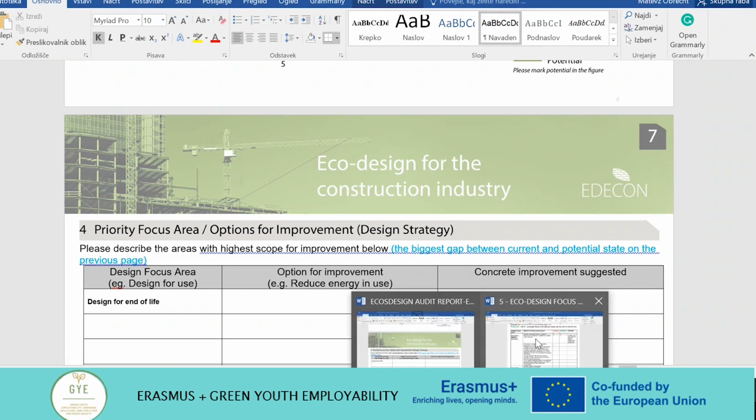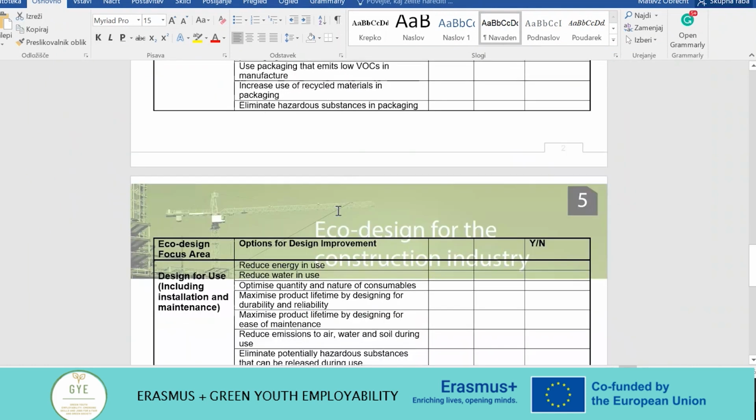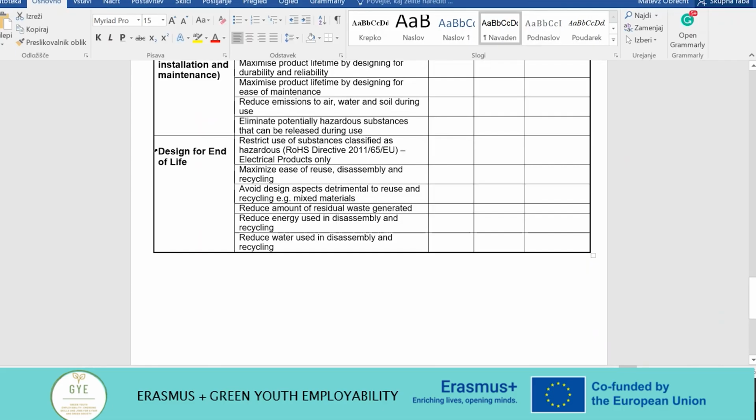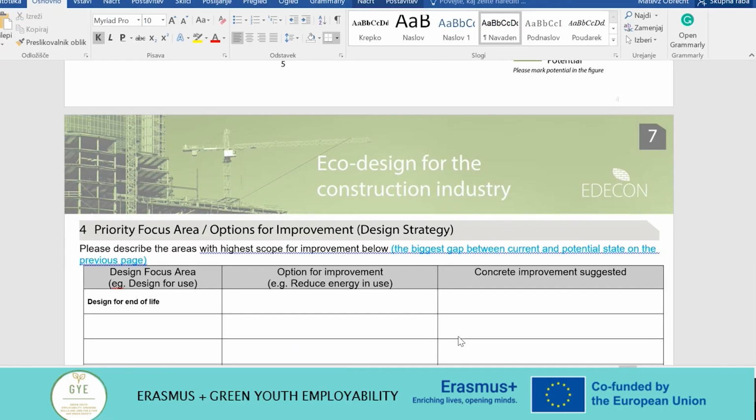So you can check the checklist, and you will check it here. You have it here, design for end of life. You have different potentials here, what you can do. So what you can do here is, for example, maximize ease of reuse, disassembling, and recycling. So you will put it here. So this is the option for improvement.